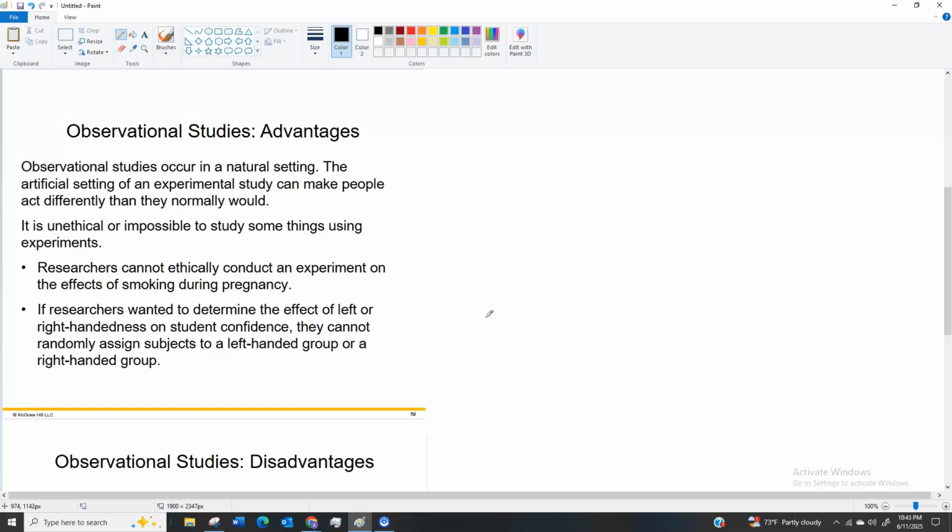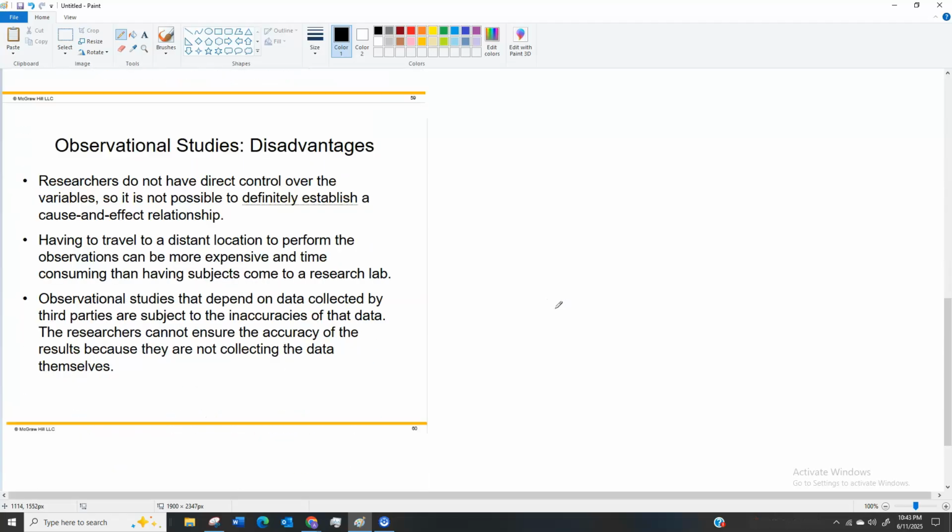And so it's not an experiment because you're not randomly assigning the groups, and you don't have a treatment and a control group again. Some disadvantages of observational studies is that researchers don't have any real control over the variables. So sometimes it's harder to definitively establish a cause and effect relationship.